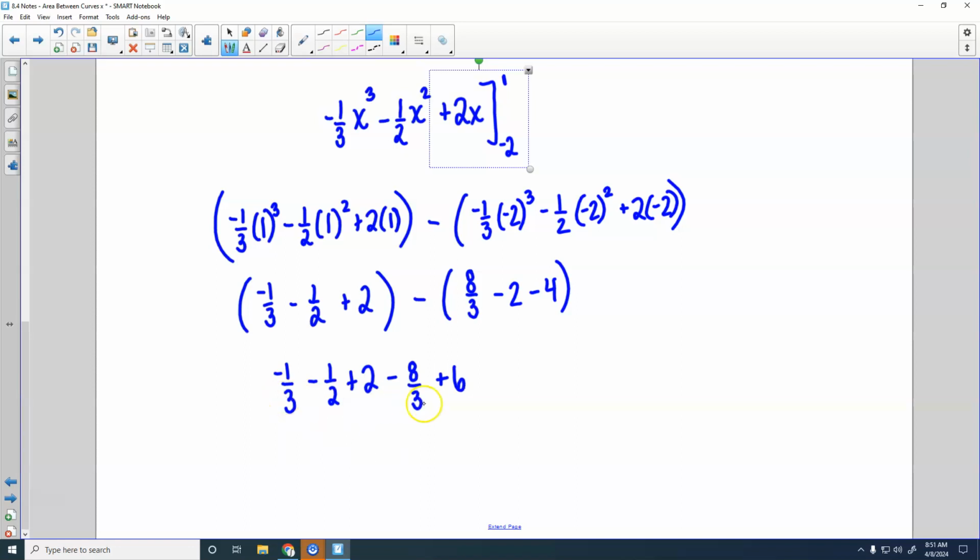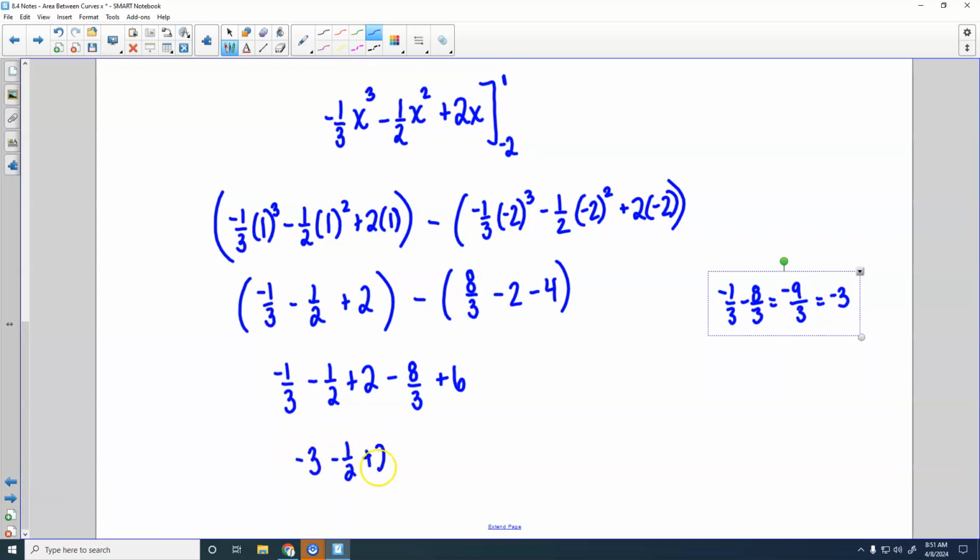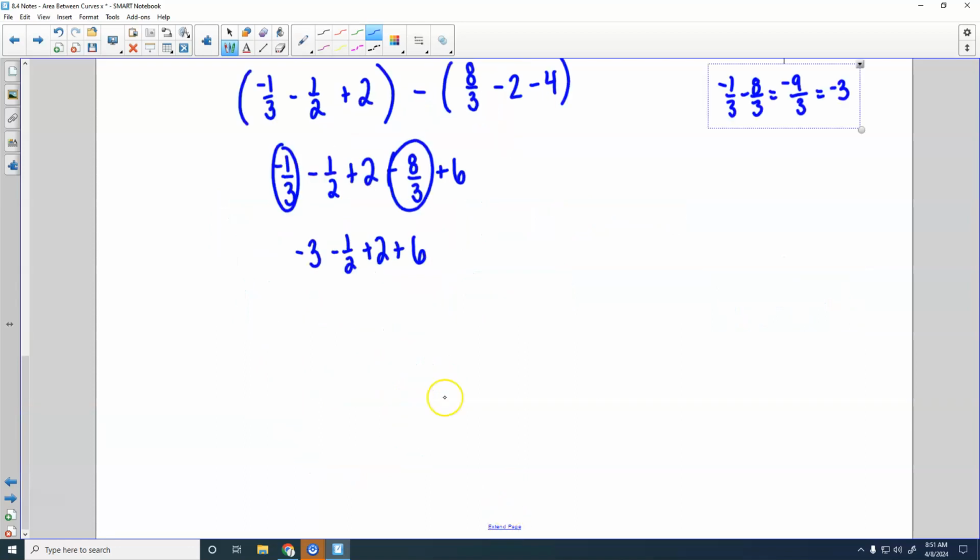I would probably go ahead and put those thirds together, which if I have -1/3 minus 8/3, that gives me -9/3, which is -3. So I've got -3 minus 1/2 plus 2 plus 6. We put those two right there together. And if we put our whole numbers together, we are going to have 8. We're going to subtract 3. We get 5 minus 1/2. So 4.5 or 9/2 if you want to do it as a fraction.